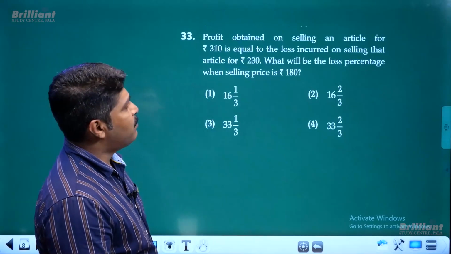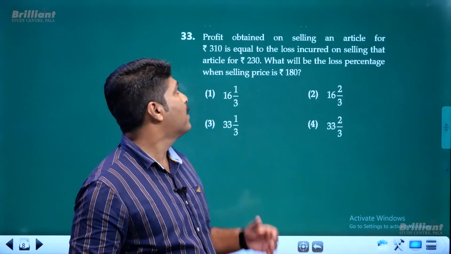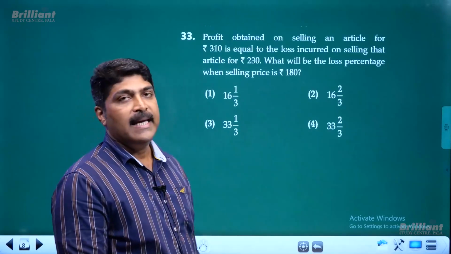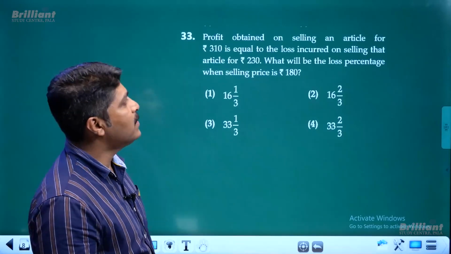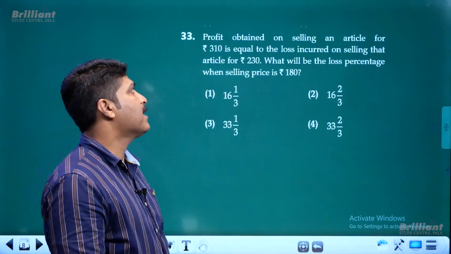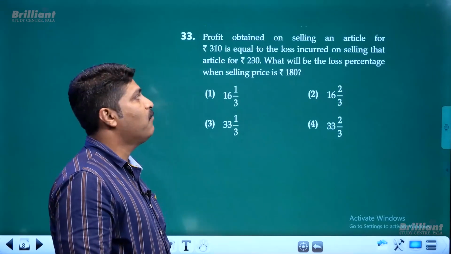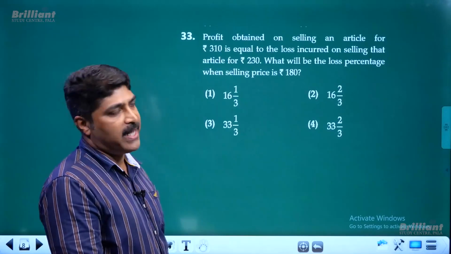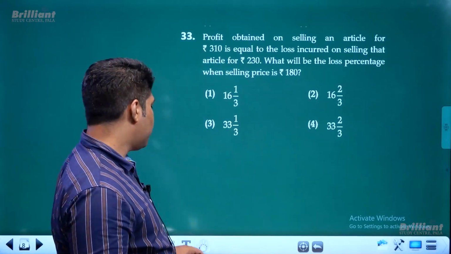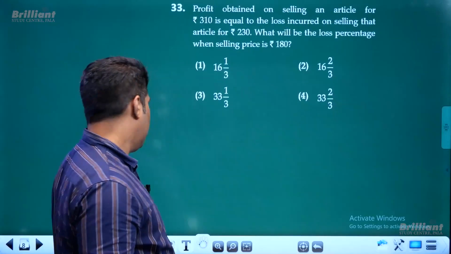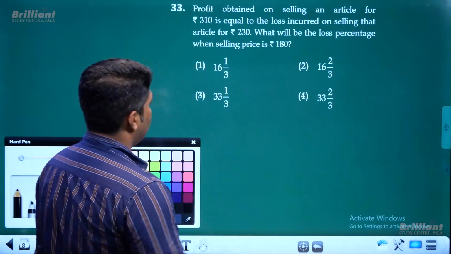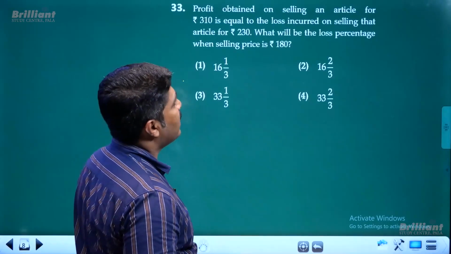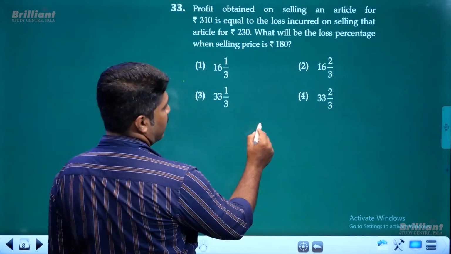Then the next question is from profit and loss. The profit obtained on selling an article for ₹310 is equal to the loss incurred on selling that article for ₹230. What will be the loss percentage when the selling price is 180? First of all, you have to understand the situation properly. What is the meaning of this concept? In such a question, profit obtained on selling an article for ₹310.